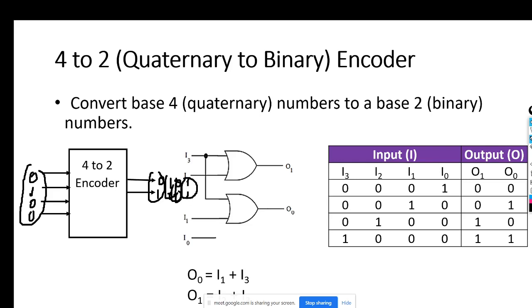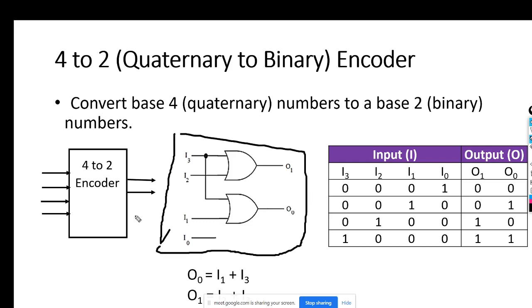Now let's see how the 4 to 2 encoder is built. It is built using 2 OR gates like this. There are 4 inputs, I0, I1, I2, I3, and there are 2 outputs, O0 and O1. The funny thing is your I0 input is not connected anywhere else, it's sort of isolated, and that is where you get really confused. We have our input, but it is not even connected to the circuit. That is a really funny thing, but it makes sense.